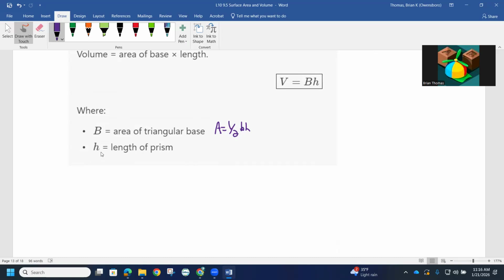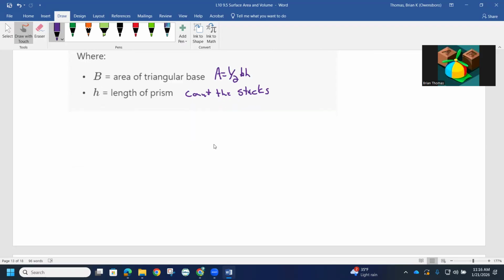And then the height of the prism will tell us how many. Once I find the area of the base, that tells me how many cubes are on the bottom, and then the height just starts stacking them up. Remember, the height is going to count the stacks to get the total number of cubes inside the thing. So once we find the area of the base, that tells us how many stacks of cubes are on the bottom. And then as we go up through the height, that's just going to count how many are in each one of those little blocks of stacks.